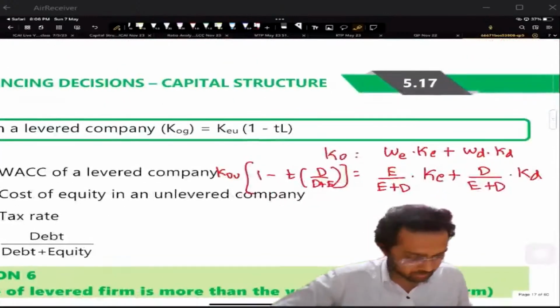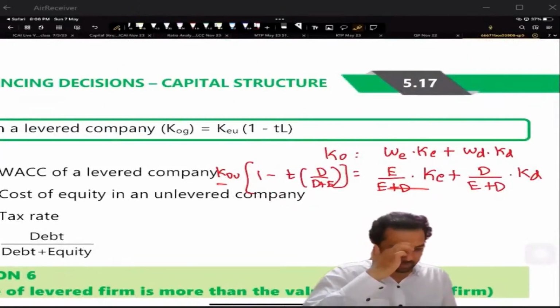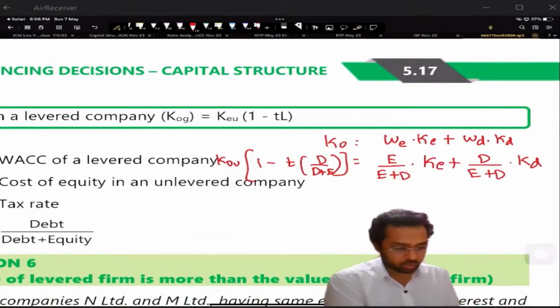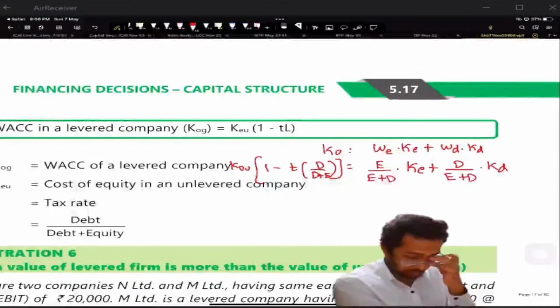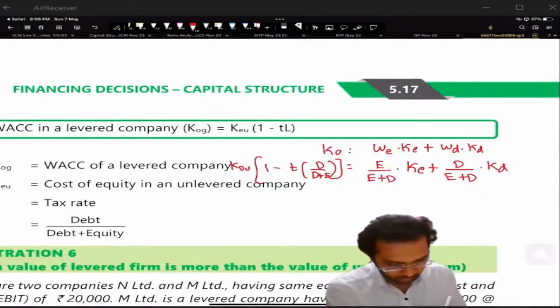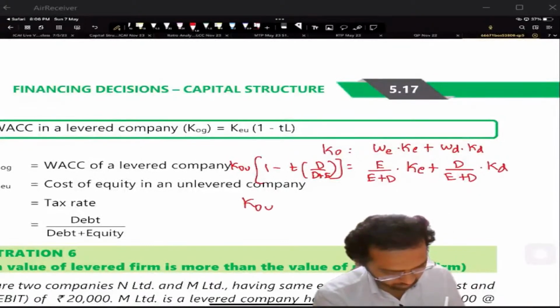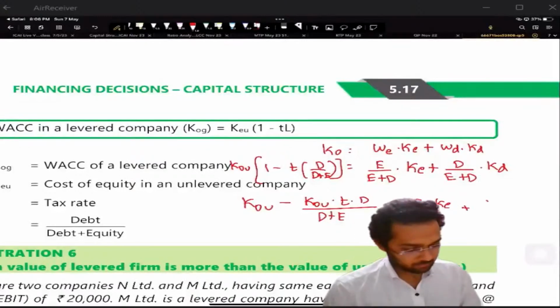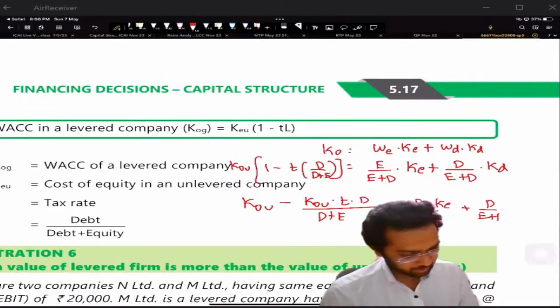Right, so this is obviously of a levered form, and we can simply arrive at this. Now, we can do some sort of mathematical jugglery to work around this, and we can get this as KO of unlevered minus KO of unlevered into tax into debt upon debt plus equity is equal to equity into equity upon equity plus debt K plus debt upon equity plus debt KD.